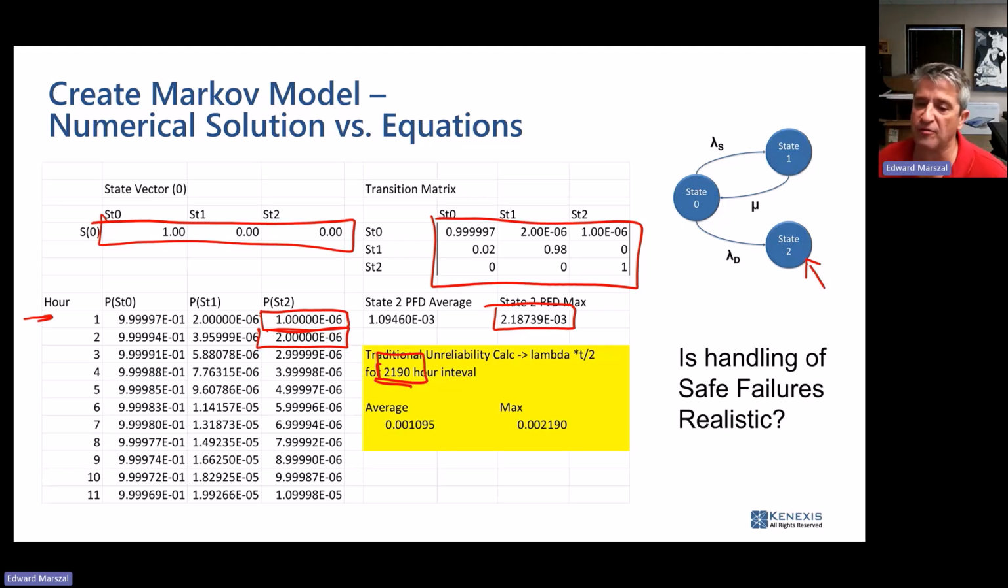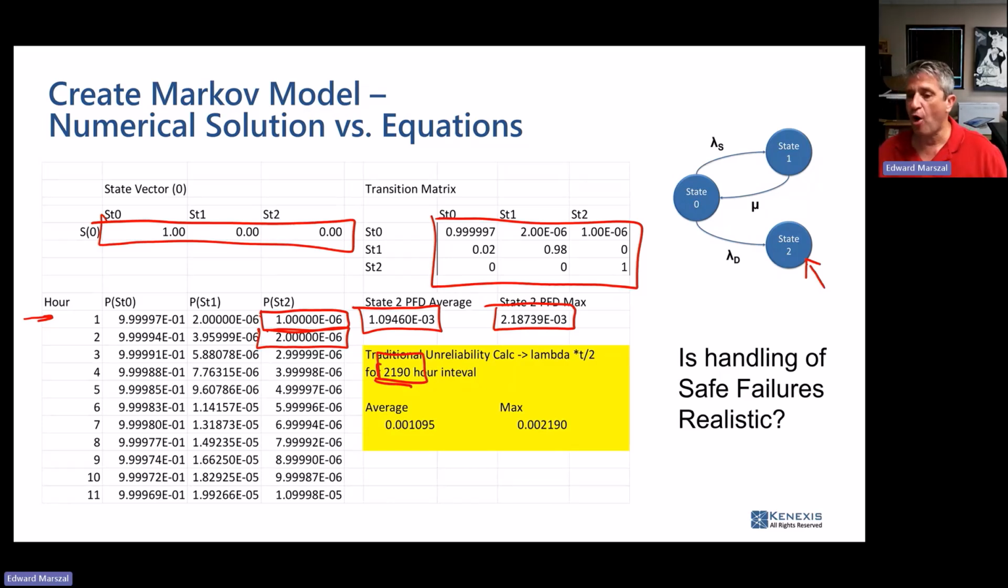But when we're doing SIL verification calculations, we don't use the instantaneous probability of failure on demand. We use the average probability of failure on demand. So basically, we're going to add all 2,190 of those numbers together and then divide by 2190. Its arithmetic mean is going to be 1.0946 E minus 3. So roughly 2,000 matrix calculations later, we have 1.095 E minus 3.